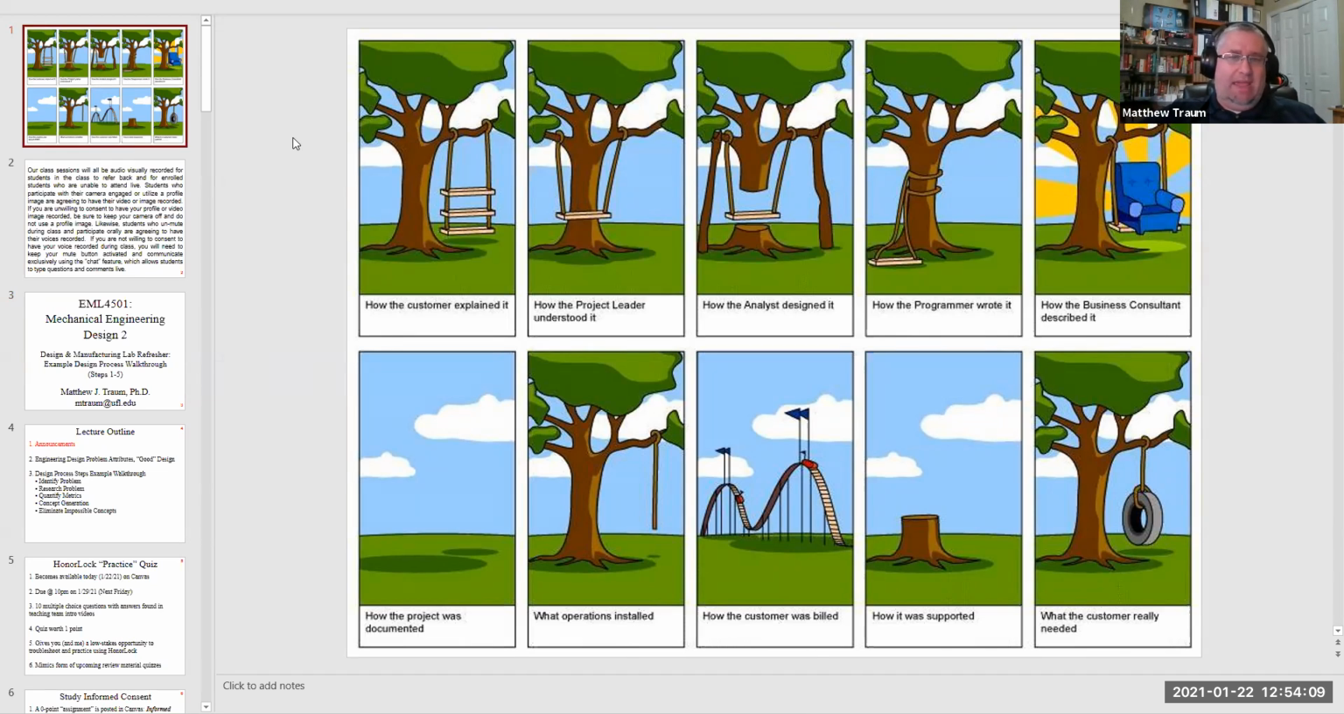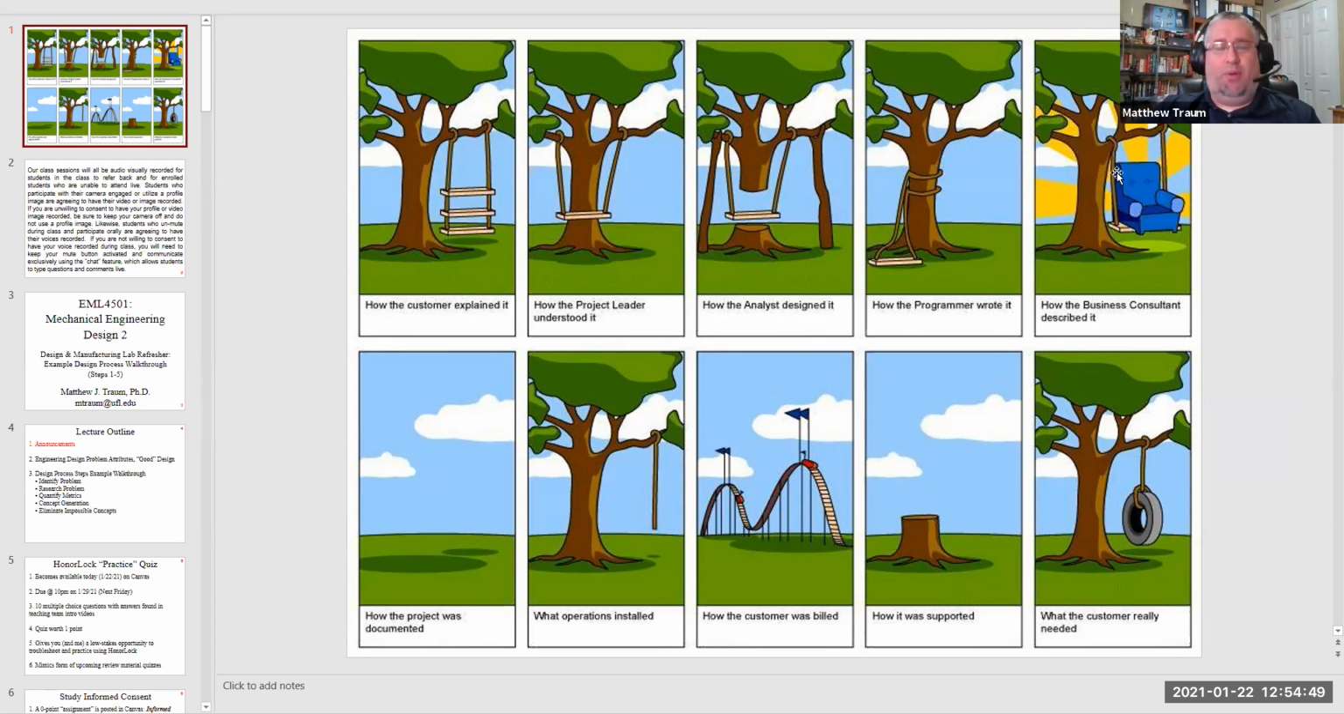This is kind of a play on that meme that I'm sure you guys have seen, where it's like, what my friend thinks I do, what my mom thinks I do, what my boss thinks I do, what my dog thinks I do, what I actually do, right? Except this one is a product meant to be some sort of swing attached to a tree, and it's how the customer explained it, how the project leader understood it, how the analyst designed it, how the programmer wrote it, and so forth. My favorite one is how the business consultant described it, right? Which is this beautiful, comfy chair with this sort of glowing halo behind it.